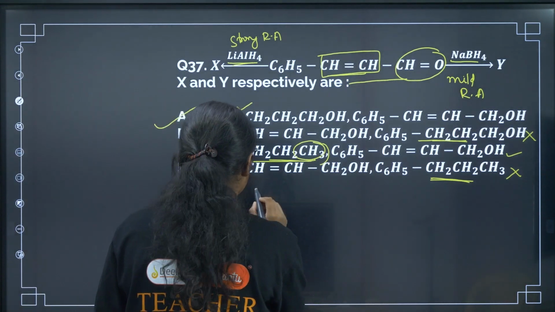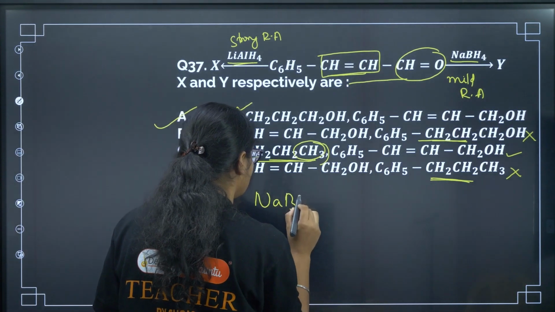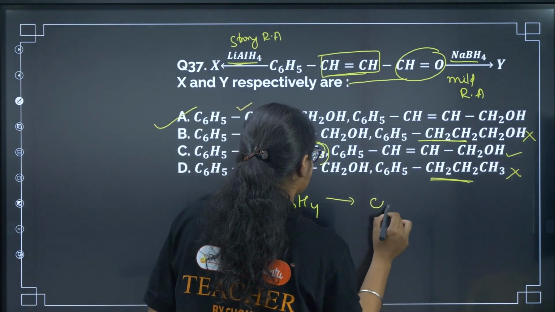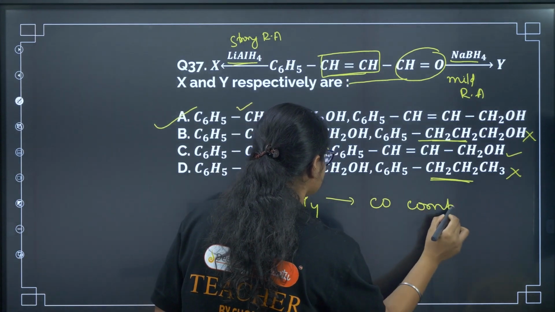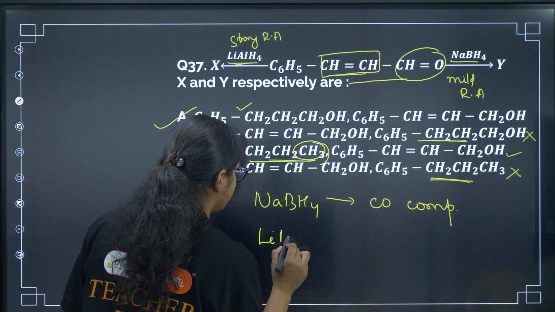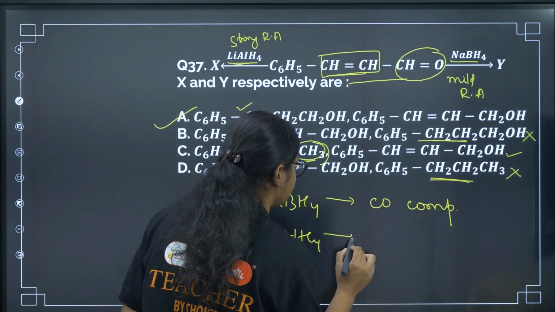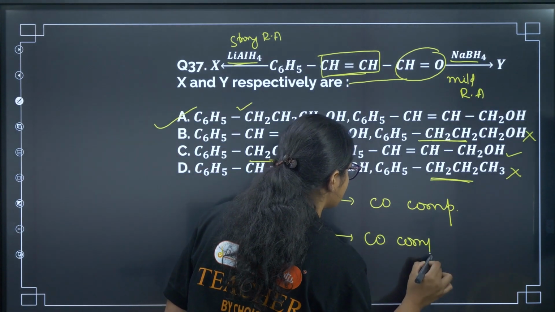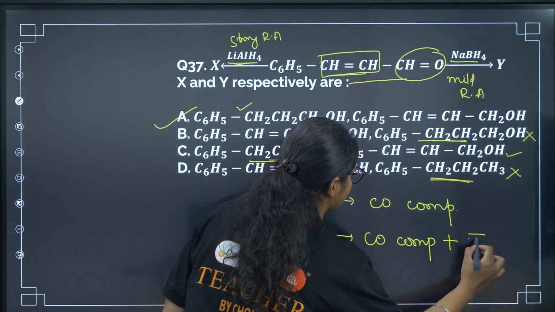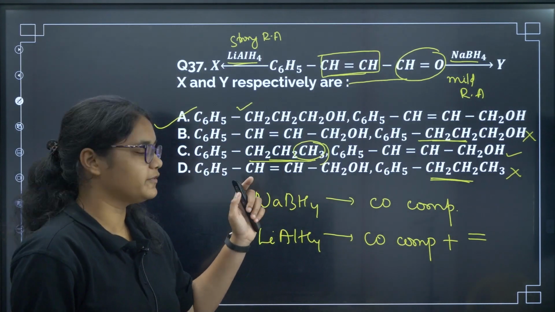So I'll just write a note here. NaBH4 can reduce only carbonyl compounds, whereas LiAlH4 can reduce carbonyl compounds plus double bond. Okay, so just keep a note of this.